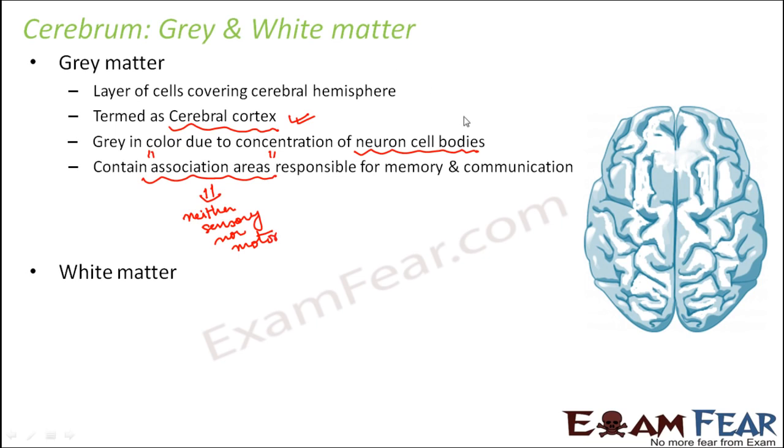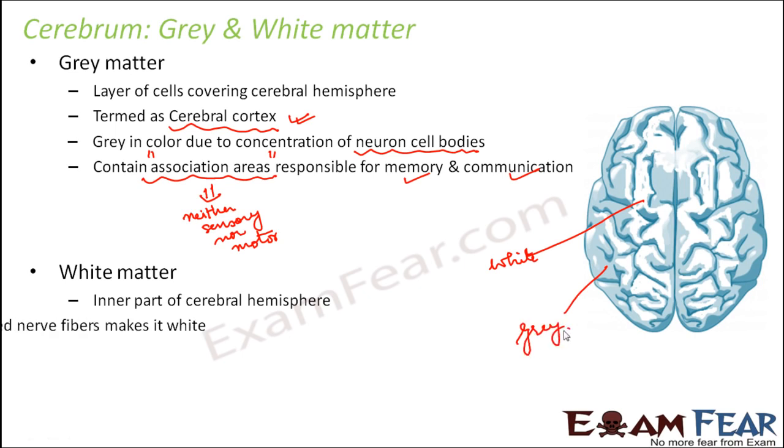So it is responsible for memory and communication and all such complex activities, and that is why you would have often seen that somebody who is very intelligent or has a very strong memory, people often say that he has a lot of gray cells. Okay, and the next one is the white matter. It is the inner part of the cerebral hemisphere. So here you can see the inner part. This inner part is the white matter and the outer part is the gray matter.